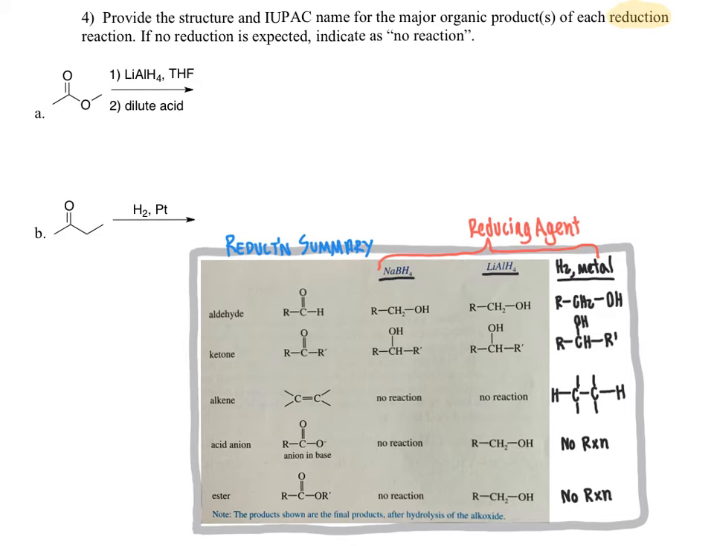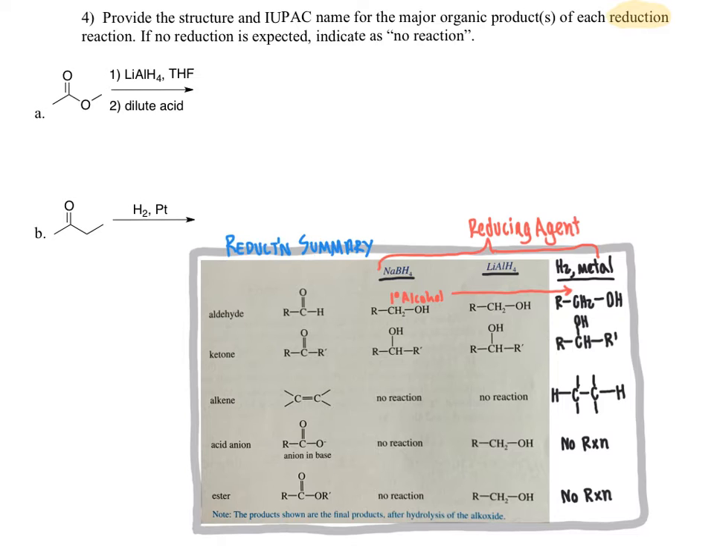And in each case, what it's going to do is bring in a hydrogen atom here and here in order to convert that carbonyl group into a primary alcohol. So we are going to see that across the board here, regardless of what reducing agent you use, you're going to get a primary alcohol all the way through there using any of these 3 reducing agents.